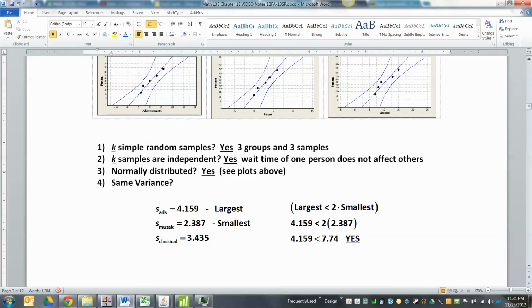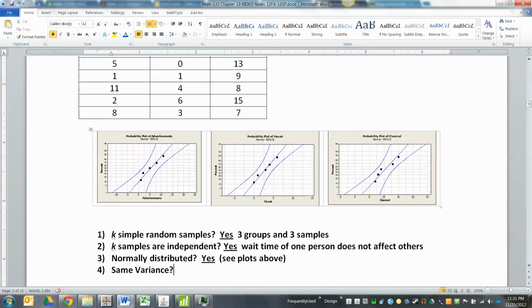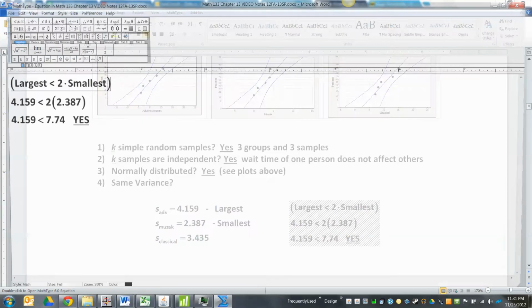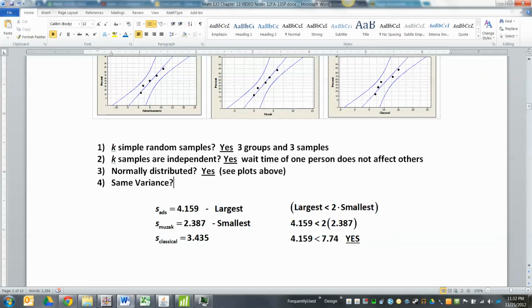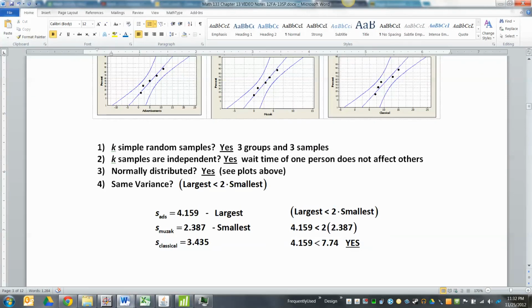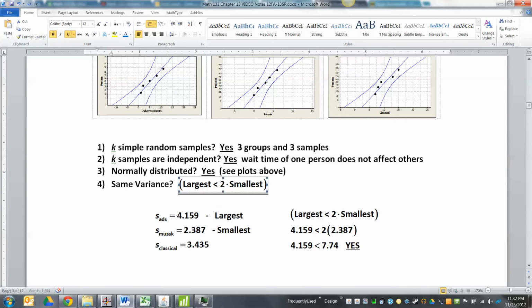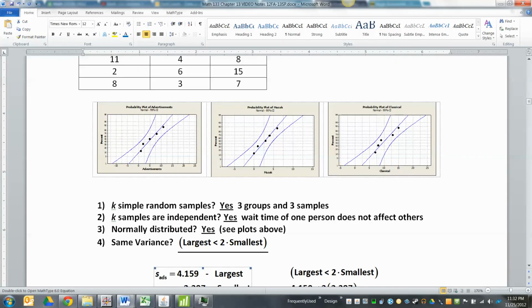And then the variance, that's the hard part, and we're going to use this rule of thumb. I wrote it, I think, better than the words that they have up there. Right here, you want your largest value to be less than 2 times your smallest. If that's the case, then you're golden, okay?